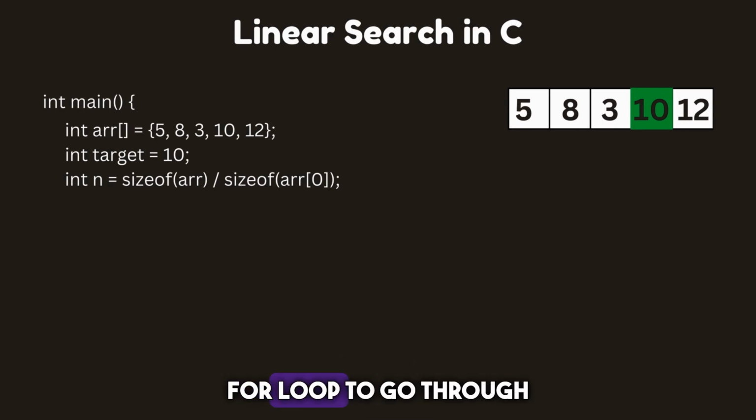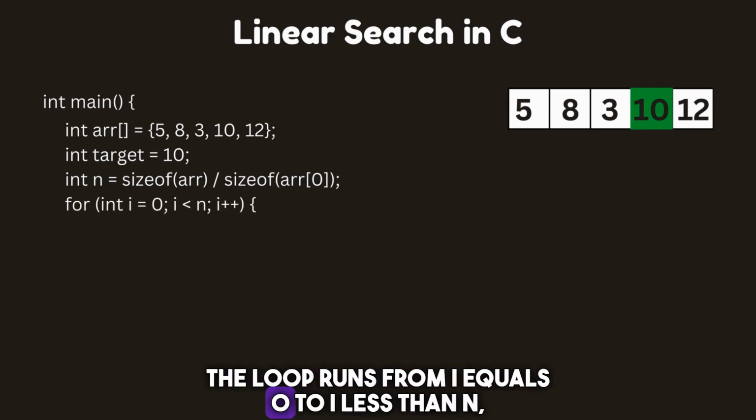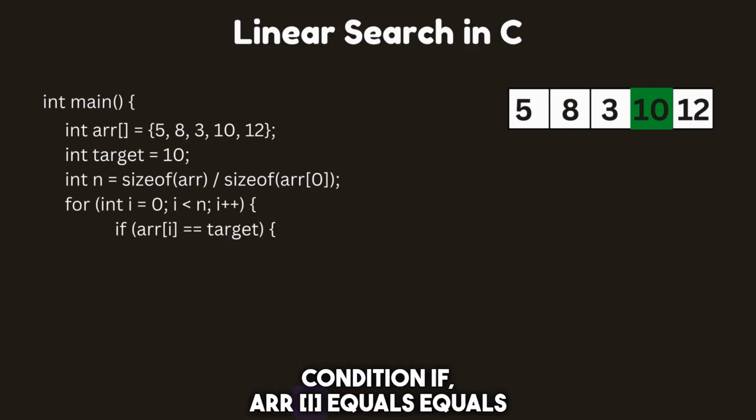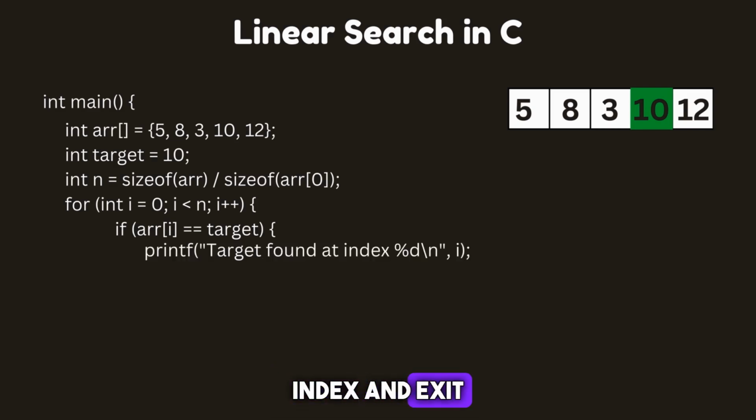Now, we use a for loop to go through the array. The loop runs from i equals 0 to i less than n, where n is the size of the array. Inside the loop, we compare each element of the array with the target using the condition if arr[i] equals target. If the element matches the target, we simply print the index and exit the loop with the break statement.